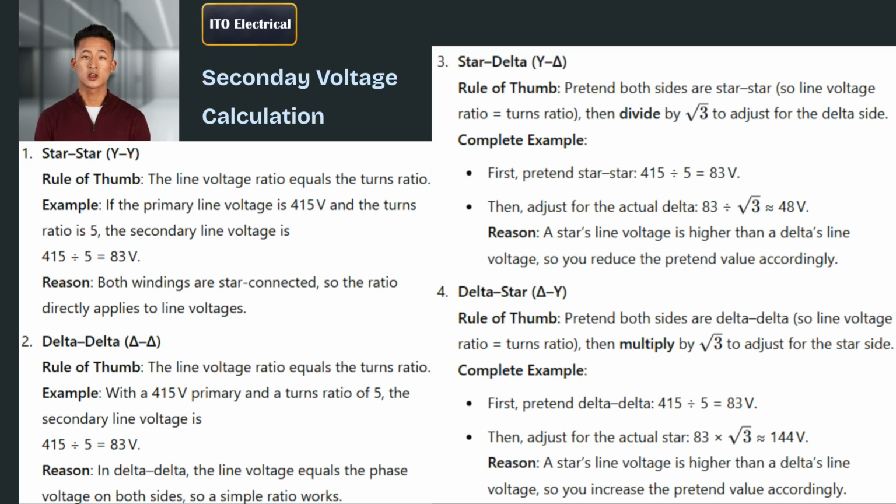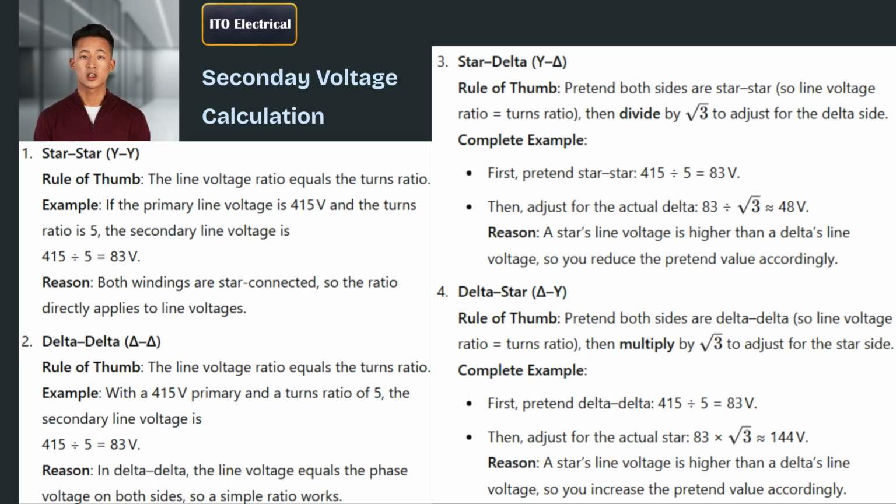In star to star, the line voltage ratio equals the turns ratio. For example, if you have 415 volts on the primary with a 5:1 ratio, the secondary is 415 divided by 5, which is 83 volts. In delta to delta, the same rule applies, so again you divide the primary line voltage by the turns ratio. With 415 volts and a 5:1 ratio, you get 83 volts.